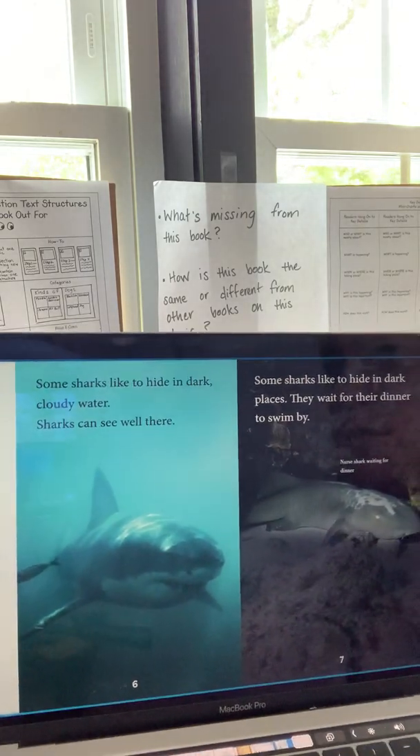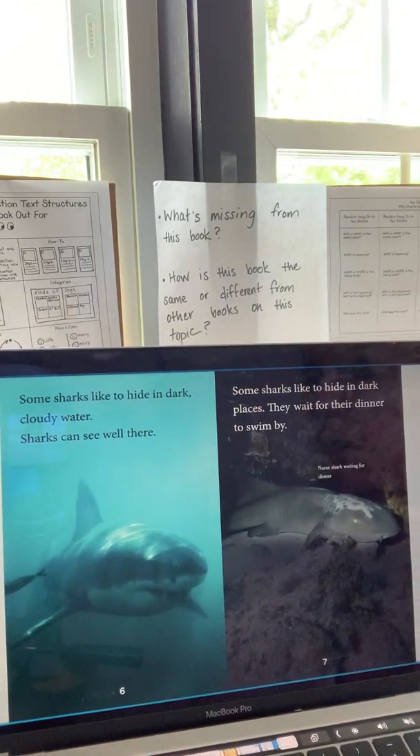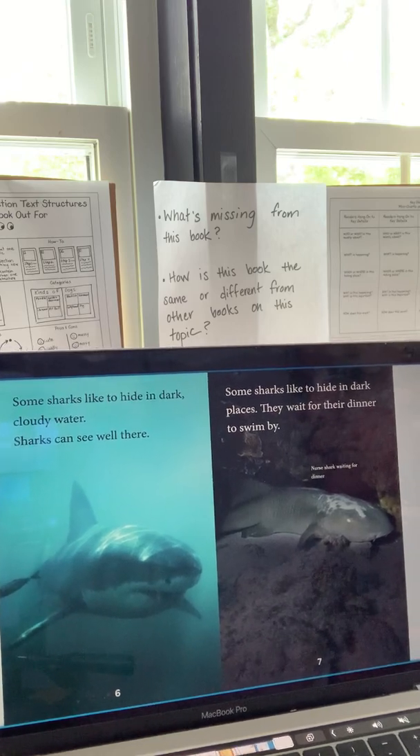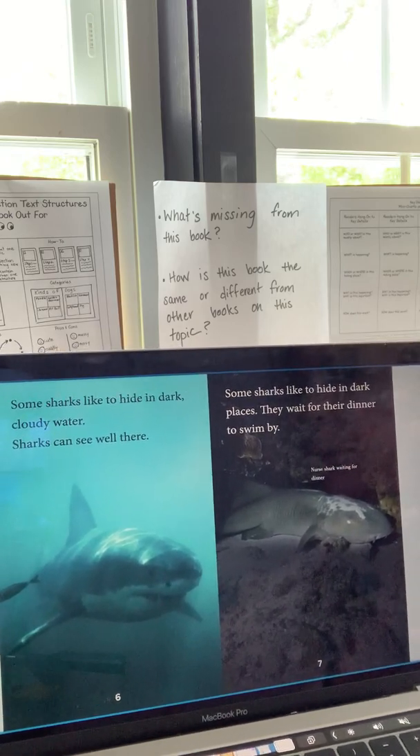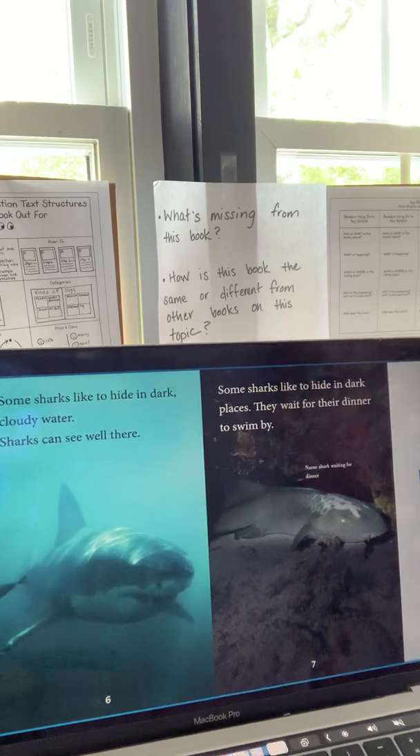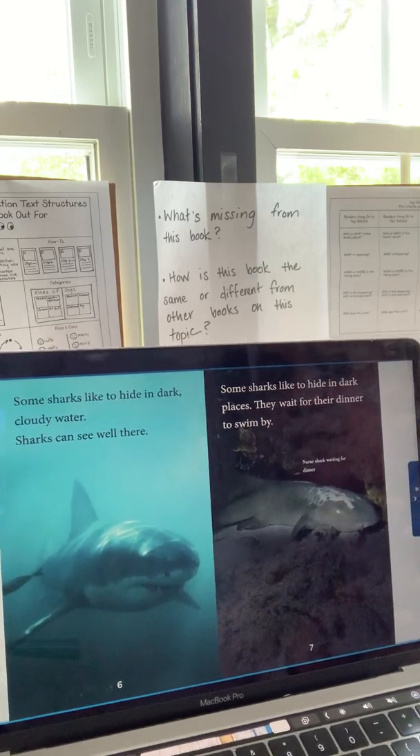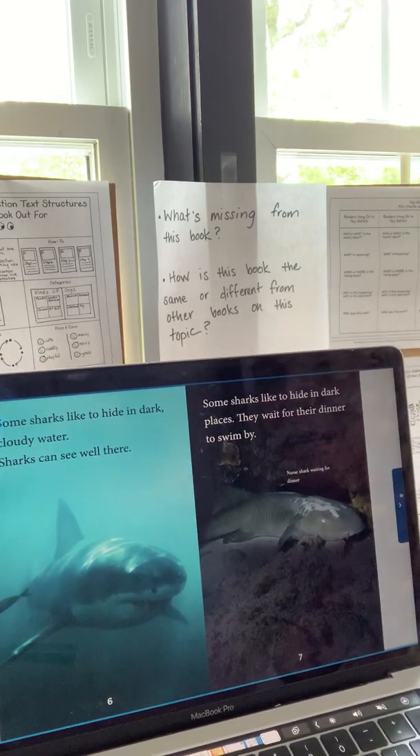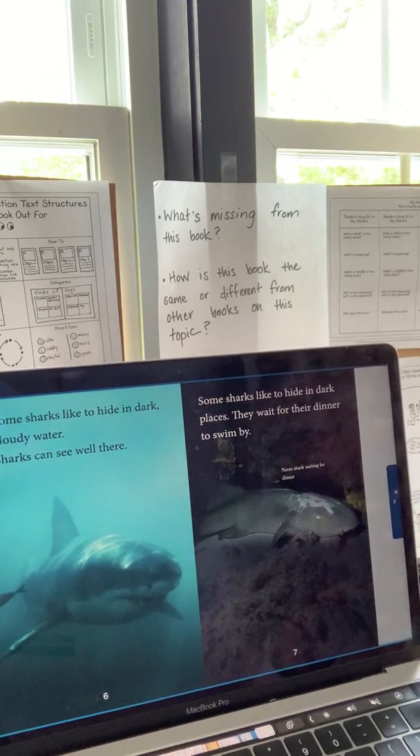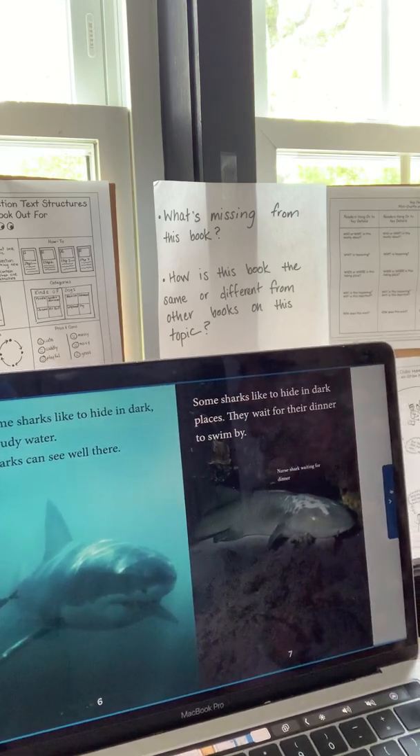Some sharks like to hide in dark, cloudy water. Sharks can see well there. Some sharks like to hide in dark places. They wait for their dinner to swim by.